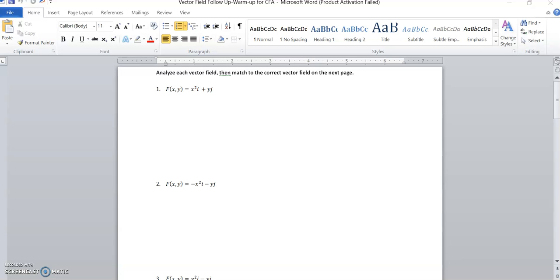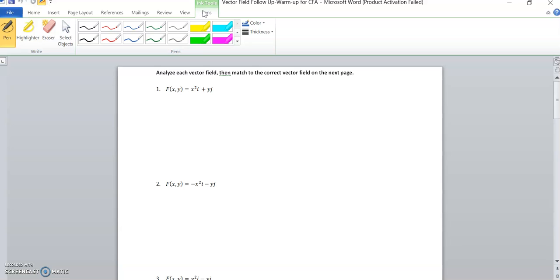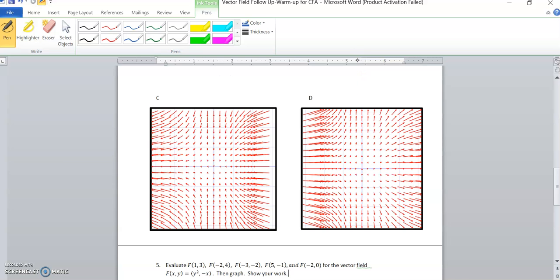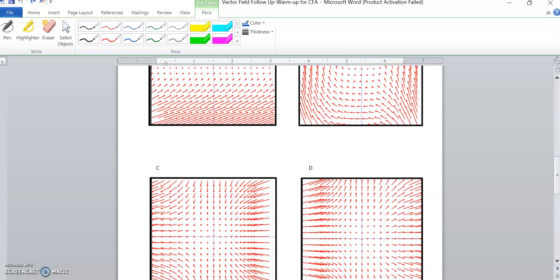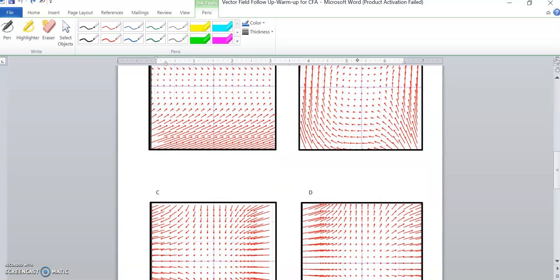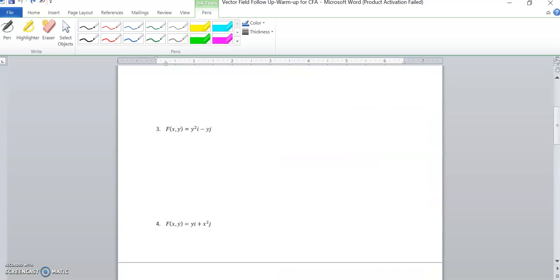All right, so this video is just a vector field follow-up, just a little bit of extra practice for vector fields. So I'll just go through it, and it starts with identifying or analyzing vector fields by matching the vector field through the equation, matching it to the graph, which is on page 2. So there's our 4 graphs. That's what we have to work with.